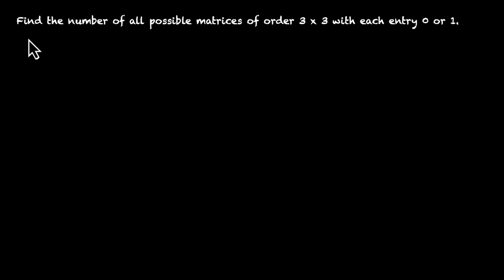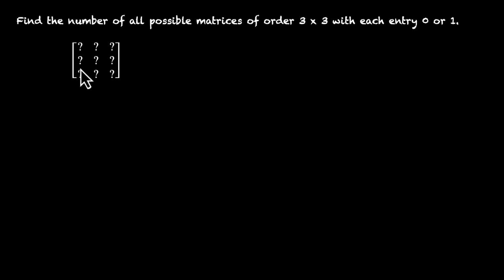Here's a problem. Find the number of all possible matrices of order 3 by 3 with each entry 0 or 1. Here we fix the order, that's 3 by 3, and the entries can change. They can either be 0 or they can be 1. And we have to find the total number of possible matrices. Pause the video, try this out.